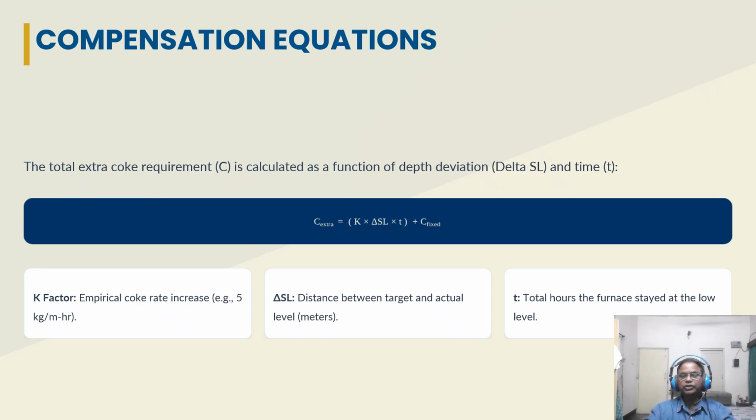So the beauty of this is that it scales linearly. A deep deviation for a short time might require the same compensation as a shallow deviation for a long time. So it's about the total thermal volume we lost. This might still feel a little abstract, so let's make it concrete with a real world example.